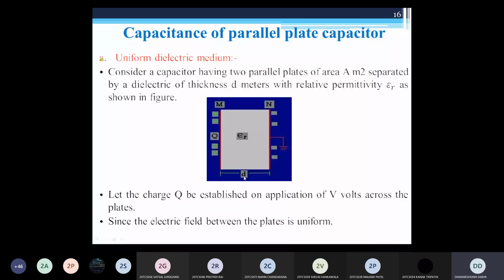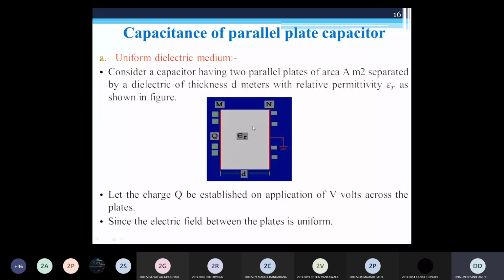So how to measure the capacitance of this parallel plate capacitor? Consider these two plates which have area A meter square and are separated by a dielectric thickness of D meter. You can see here both are separated by D meters with relative permittivity ER of this dielectric material. And let's assume that charge Q is established on the plates by application of V volt across these two plates. So when you apply the potential difference of V volt, that creates the charge.